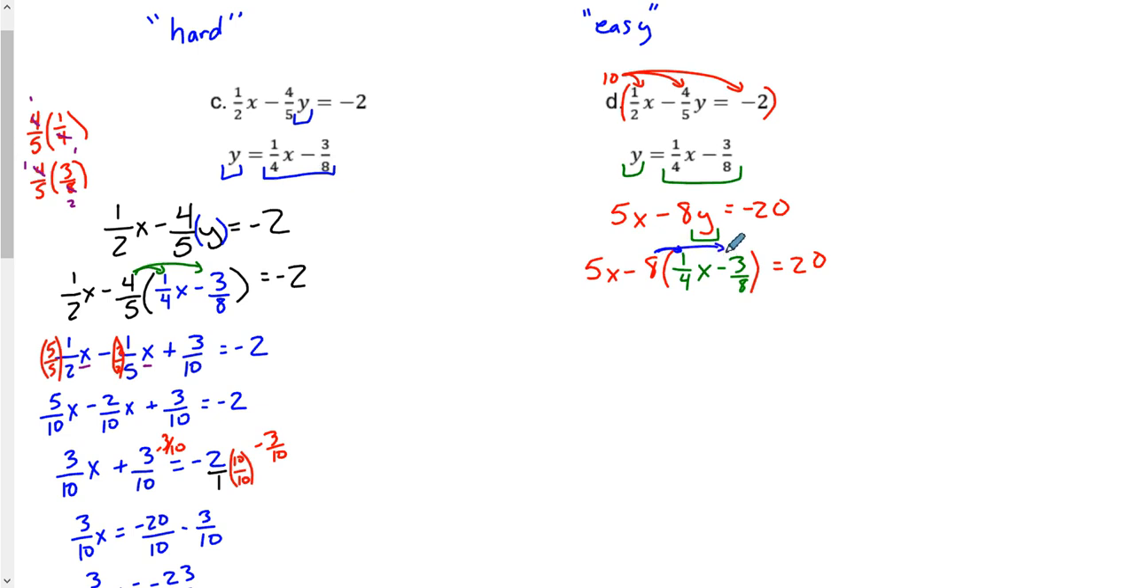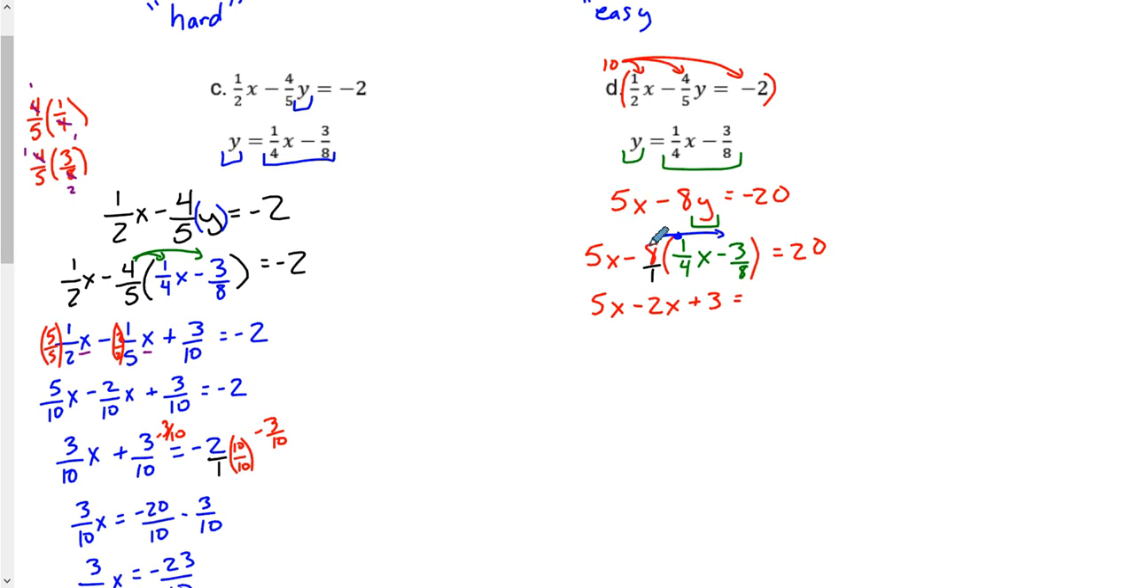Distribute. 5x -8 over 1 multiplied by 1/4 x is -2x. -8 multiplied by -3/8 is +3. Right? Yes. No. Hold on. That's why I wasn't looking right. I forgot to write the negative here.